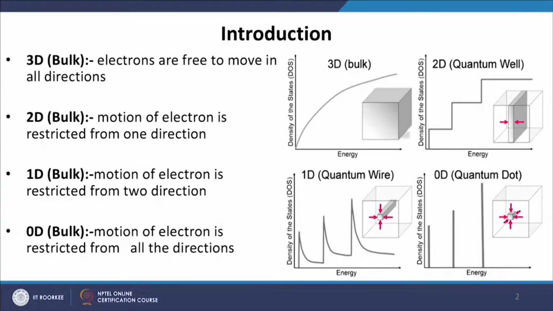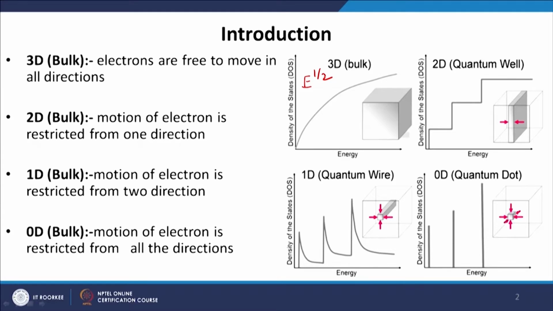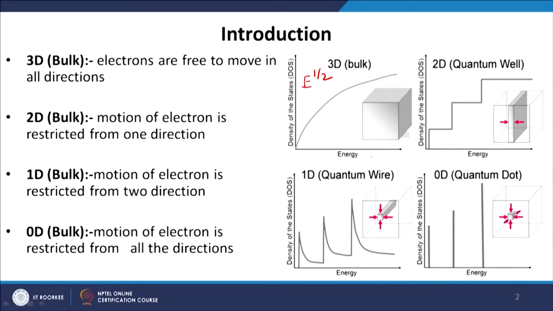For example, if you look here, this 3D bulk material, here the electrons are free to move in all directions, and we have seen that the density of states in that particular case was proportional to E to the power half. And if we plot density of states versus the energy, then it looks like this graph.